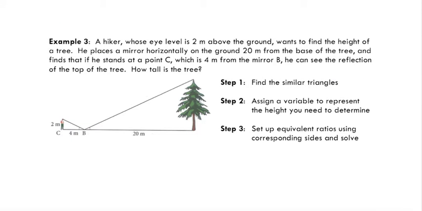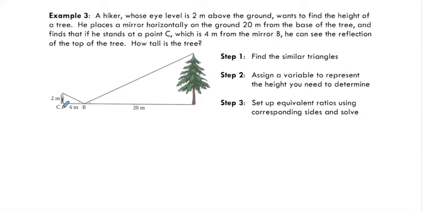So example number 3, a hiker, so here he is right there, or she, his eye level is 2 meters above the ground. They want to find the height of a tree, and so what they do is they place a mirror horizontally on the ground. So there's the mirror right here, which is 20 meters from the base of the tree, and this hiker says that he's going to stand at point C, which is 4 meters from the mirror. And he can see the reflection of the top of the tree in the mirror.